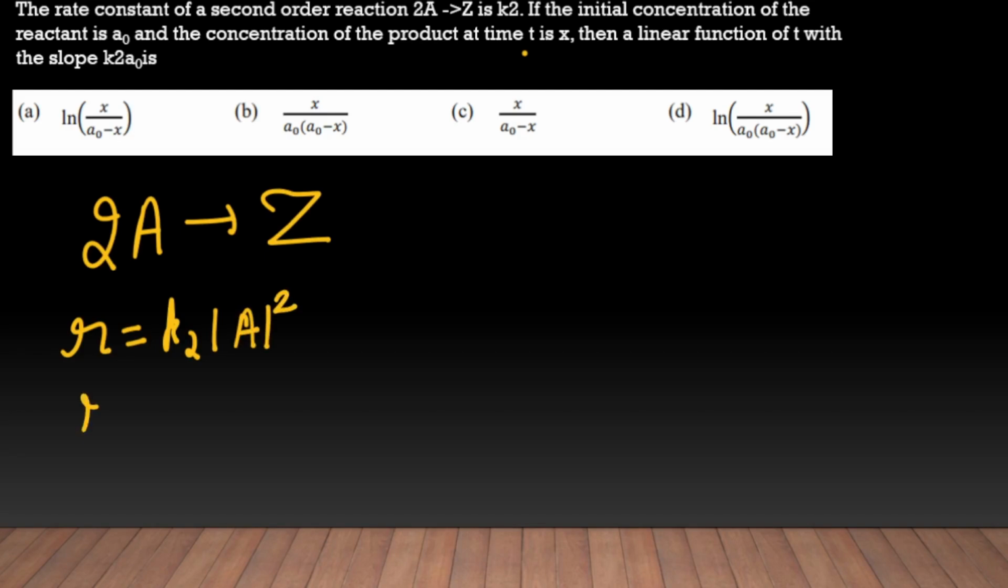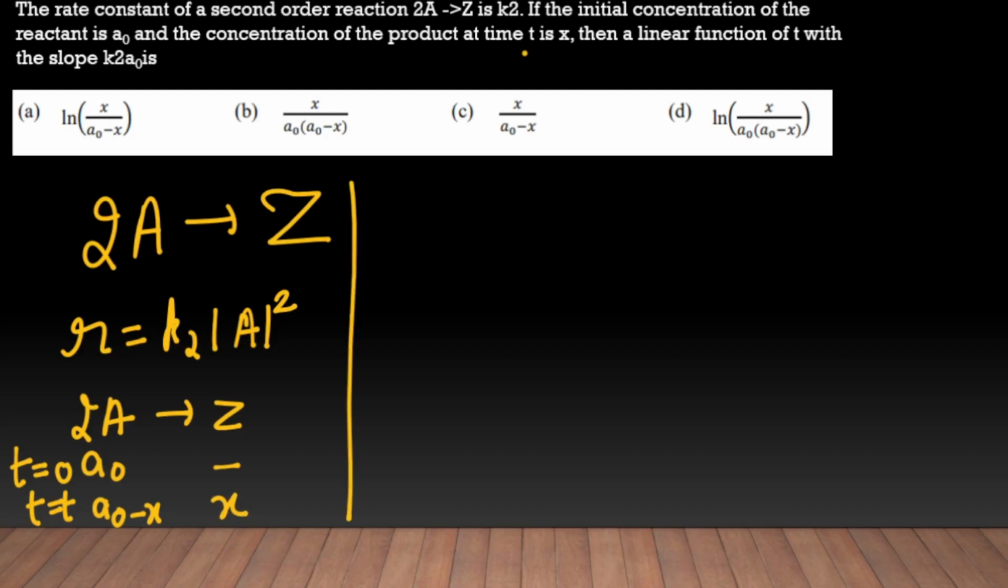Initial concentration, so this is the reaction 2A to Z. The initial concentration of it is given as A naught. This is at time t equal to 0, where the product formed will be negligible. After some time span t, the reactant has the remaining concentration A naught minus x, and this is the x which has been formed over here.